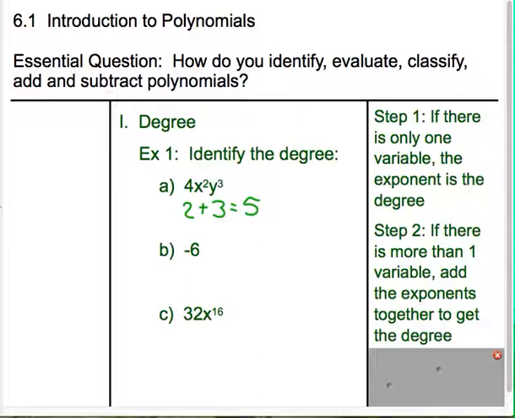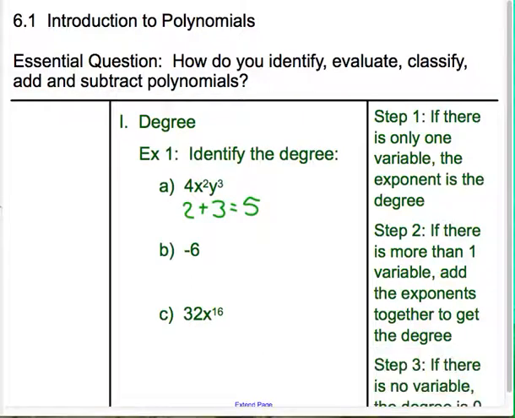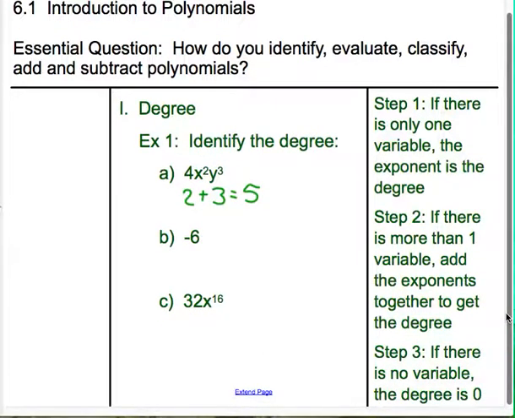Steps 1 and 2 don't apply to B because there are no variables. Step 3, if there is no variable, the degree is 0. So think about, you could have negative 6 times x to the 0 power. The degree is always the power on the variable. But of course, in simplest form, you won't see a variable on a degree 0.